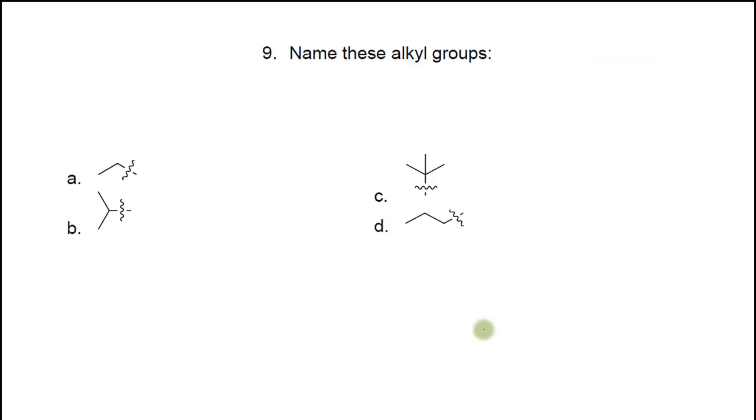Alkyl groups here, this has 1, 2. This is an ethyl group. When you have that Y shape and there's 3 carbons, that's 1, 2, 3. This is an isopropyl. The propyl comes from 3 carbons. This has 4 carbons and a turkey claw, so it's a tert-butyl. This one has 3 carbons in the straight chain, this is a propyl.